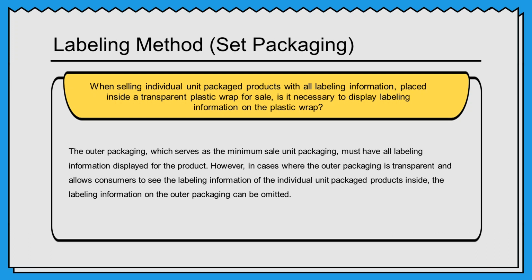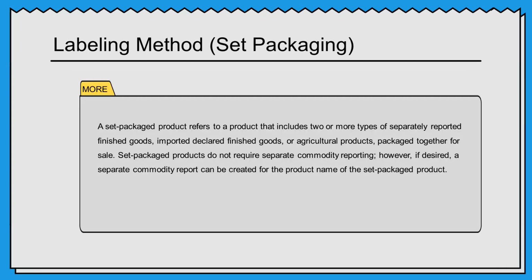Set packaged products do not require separate commodity reporting. However, if desired, a separate commodity report can be created for the product name of the set packaged product. Here, I will explain the definition of set packaging and whether a commodity reporting number is required.